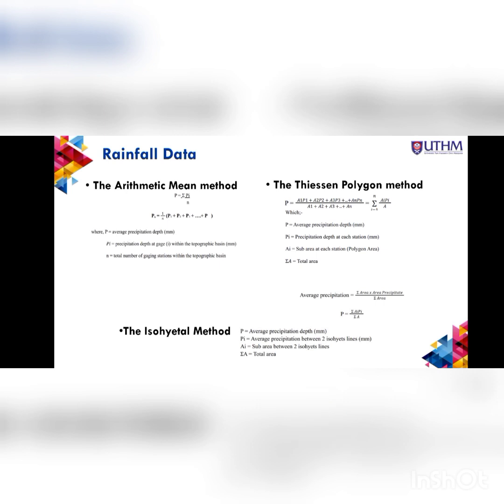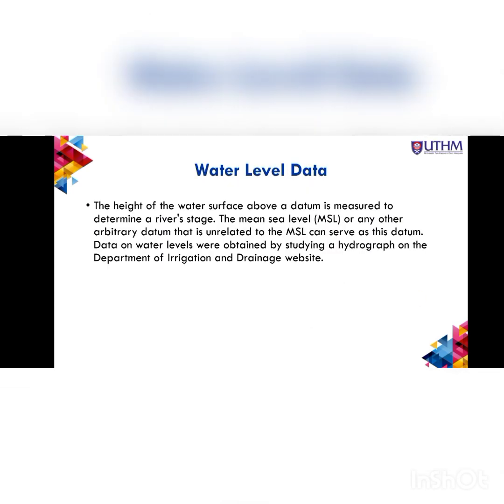To find out the rainfall data, we have 3 methods. The first method is the arithmetic mean method, the next one is the Thiessen polygon method, and last but not least is the isohyetal method.